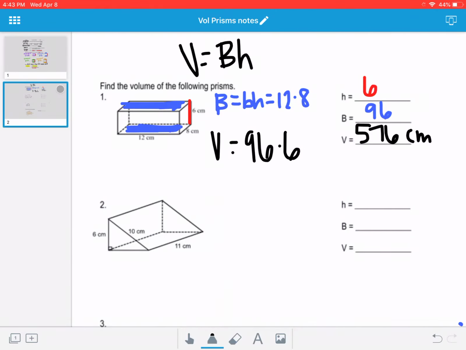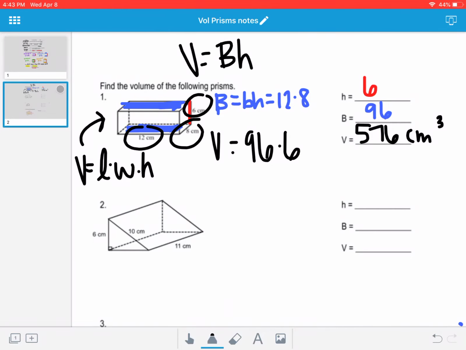576 centimeters cubed. Volume is cubic, so that means there could be 576 little cubes that were a centimeter by a centimeter that would fit inside of that rectangular prism. Don't forget, previously in your academic career, when you had to find volume of prisms, you would do length times width times height, 12 times 8 times 6.